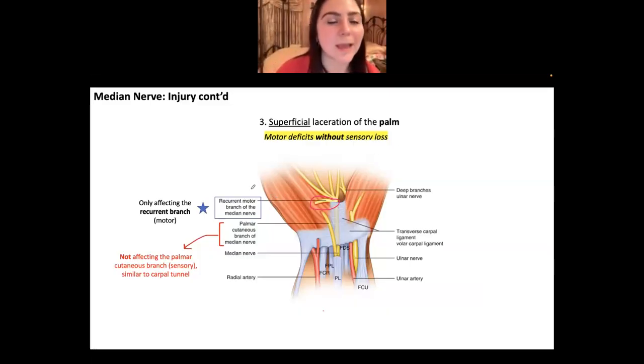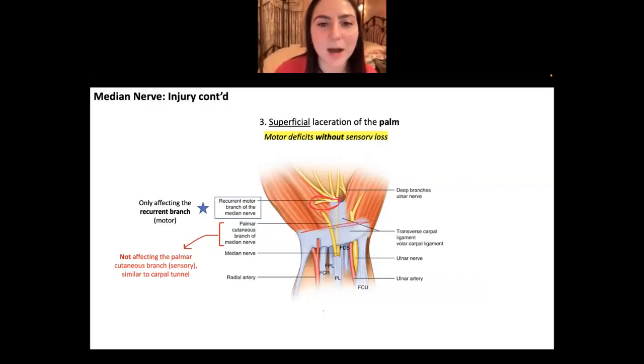A lot of the times, and again, I don't know how commonly this happens in life, but in vignettes, if you superficially cut your palm, a lot of the times you'll get motor deficits without a sensory loss, meaning no loss of sensation, no tingling of the fingertips, no tingling of the palm. Sometimes you'll just hit this one branch. It's called the recurrent motor branch of the median nerve. It's such a small branch, but it comes up a lot in questions about slicing your hand open on an avocado. It's just this one little tiny baby branch. It's called the recurrent motor branch.